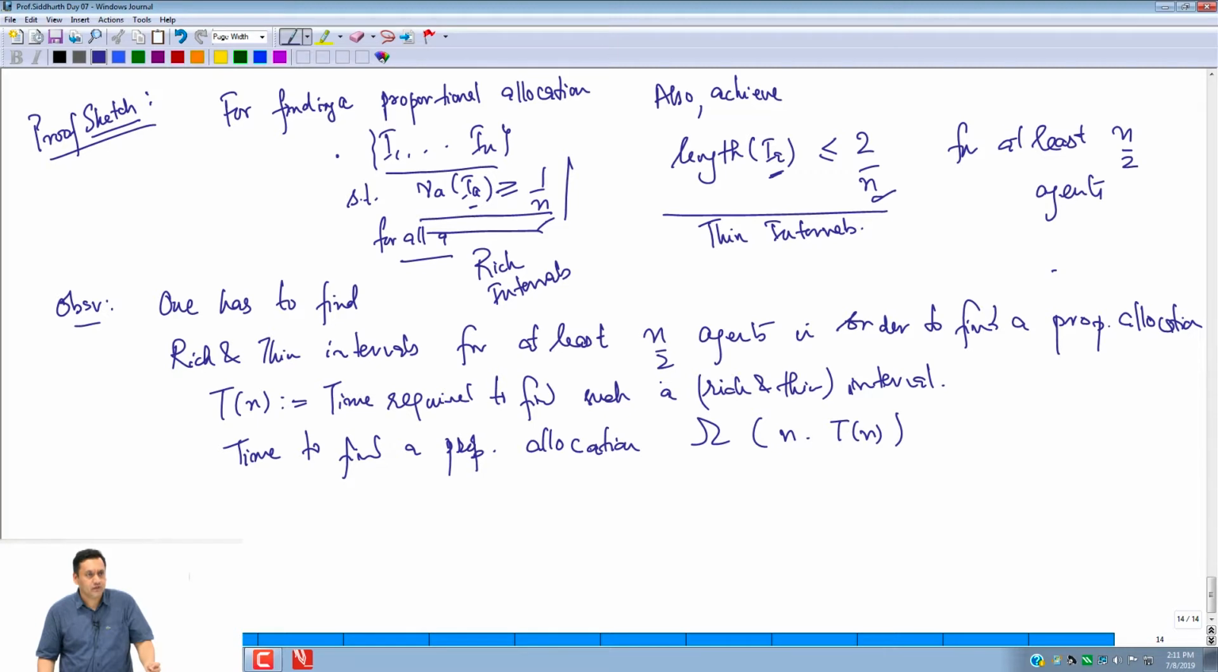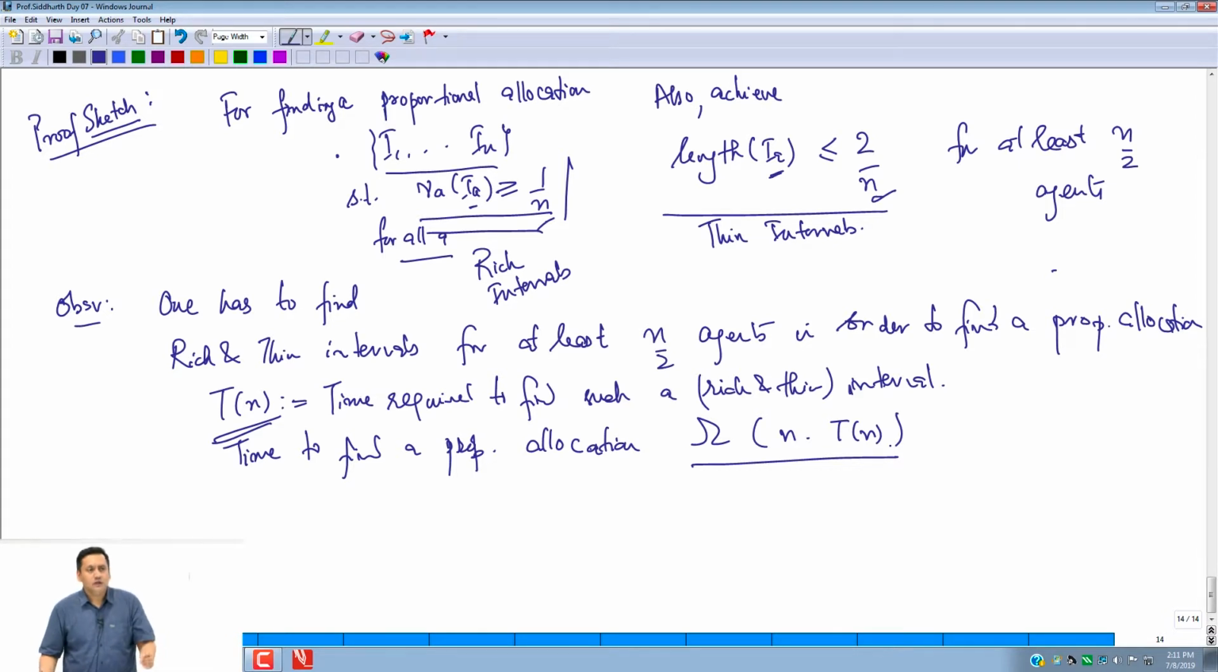Again, I'm not going over all the details, but one can argue this formally: if Tn is the time required to find it for one specific agent, given that the valuations of players are distinct, knowing one agent's valuation tells you nothing about any other agent's valuation, so you will need to spend this much time to find a proportional allocation. This Tn gets multiplied by a factor of n.